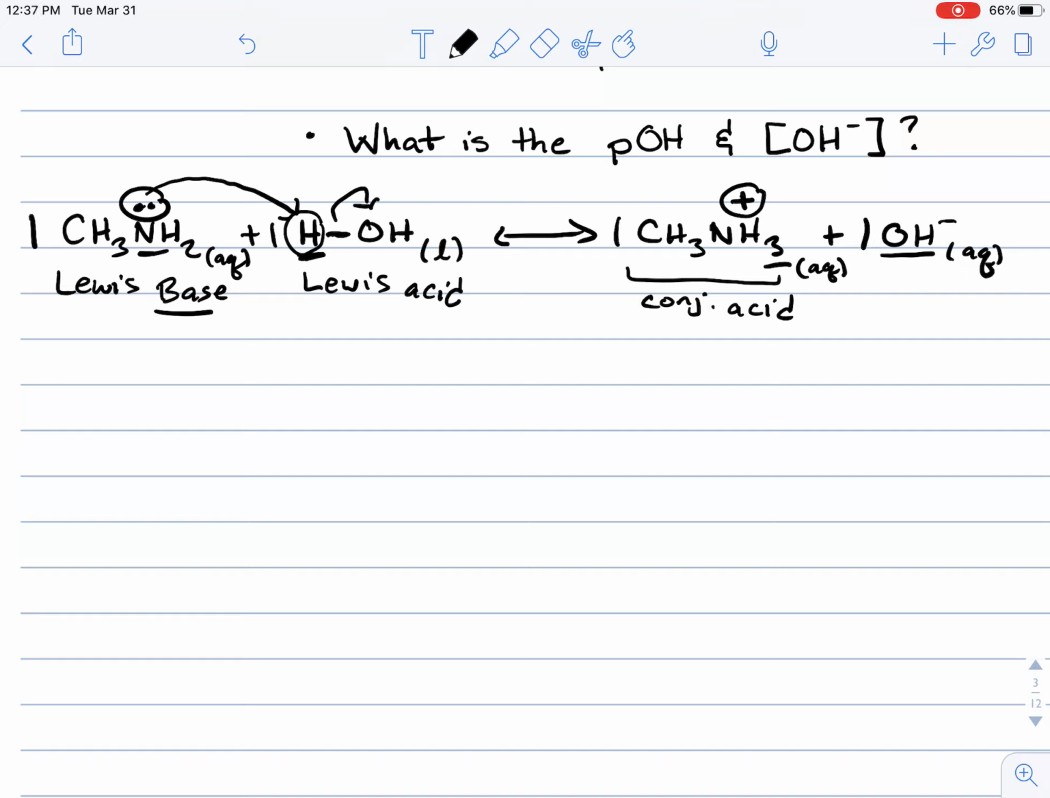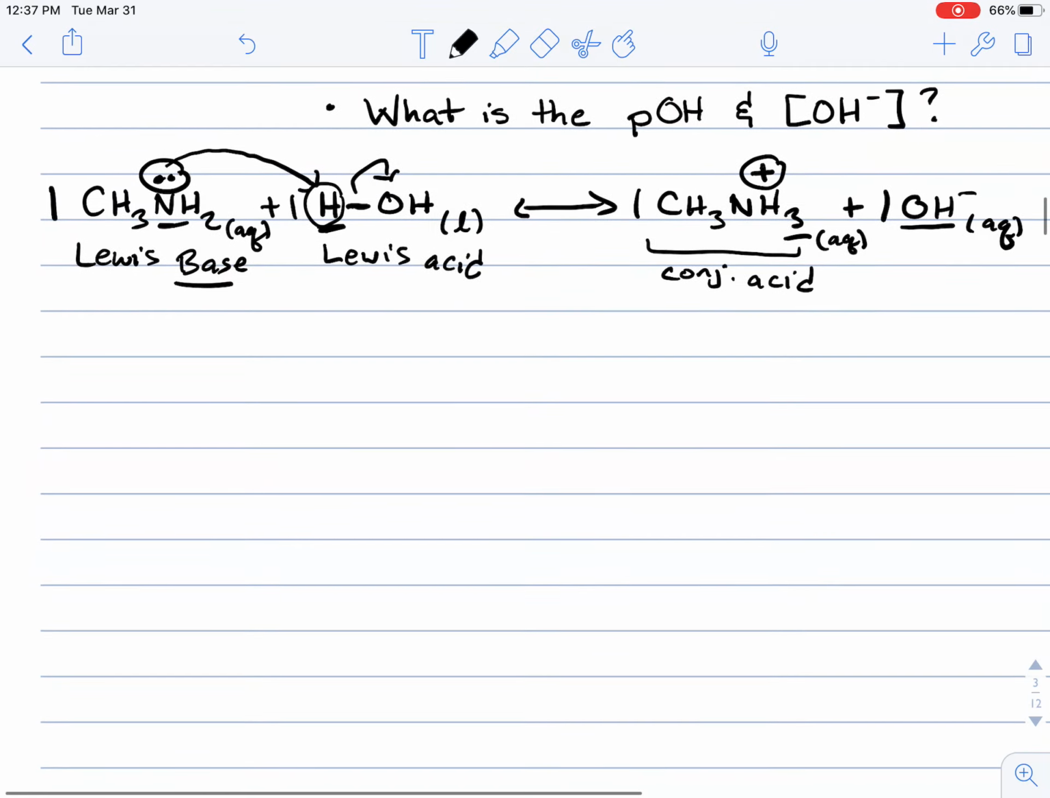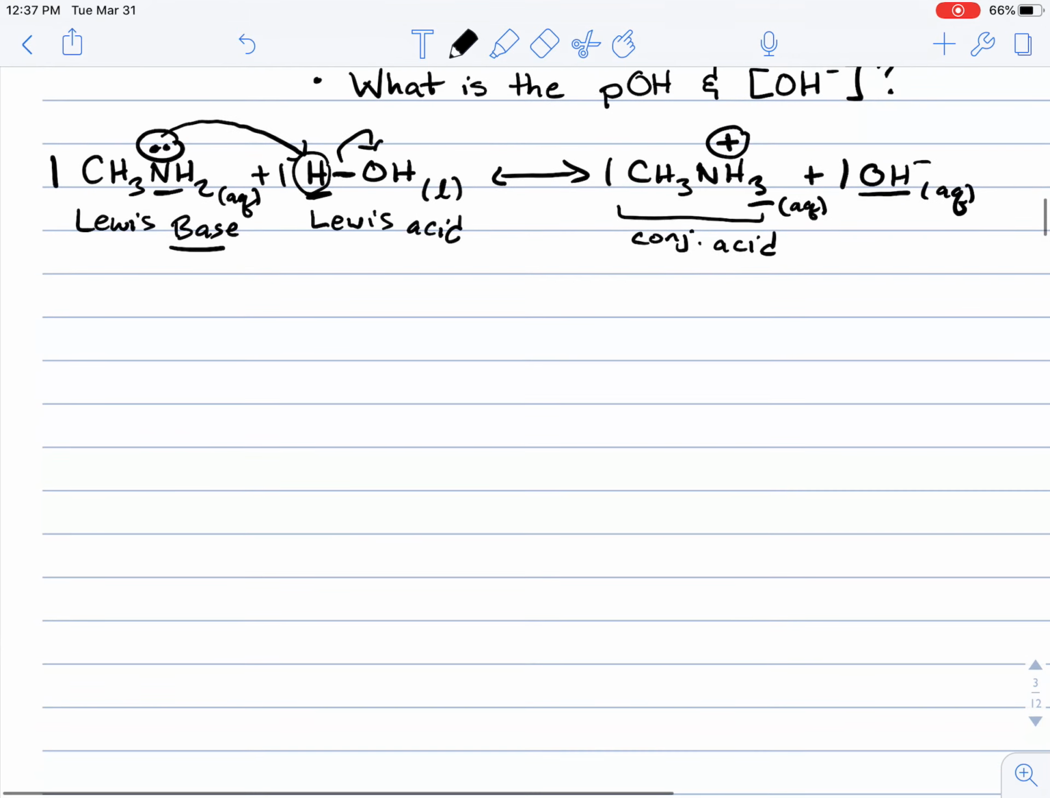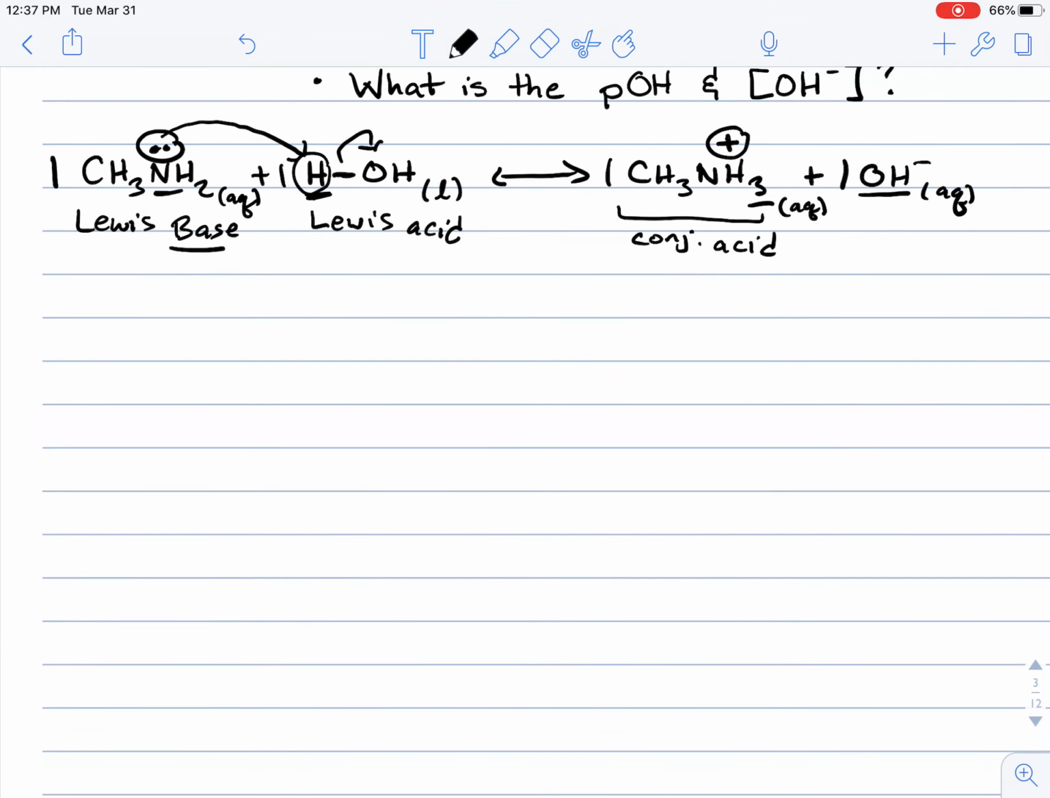Now, if you guys want to check my work, feel free to pause the video and just count the number of carbons on both sides, count the number of hydrogens on both sides, count the number of nitrogens on both sides, count the number of oxygens on both sides, and you'll see that it's a balanced chemical equation as written. And so now that we wrote the balanced chemical equation, we are going to go ahead and write our ICE table.